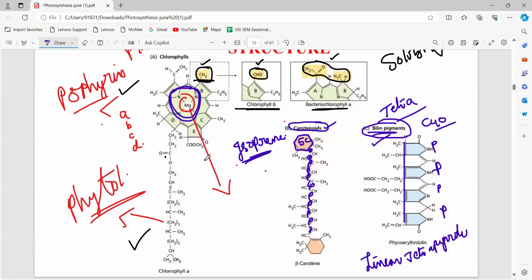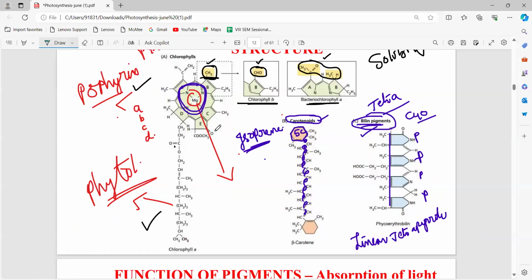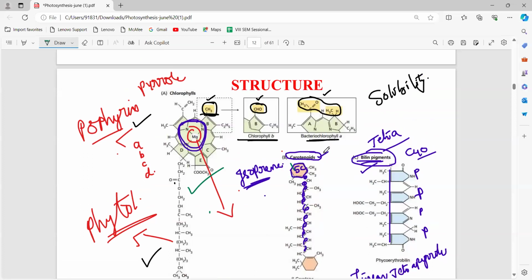It is clear. Now you understand the structure, but what is the very unique statement? We all know that chlorophyll pigment absorbs the light energy, carotenoid absorbs the light energy, and bilin pigments also absorb the light energy. Now the question is, if everyone is absorbing the light energy, what is the use of the three pigments in the plant body? One of the reasons is that even though all three are absorbing the light energy, they absorb it at different wavelengths. No point of getting confused.